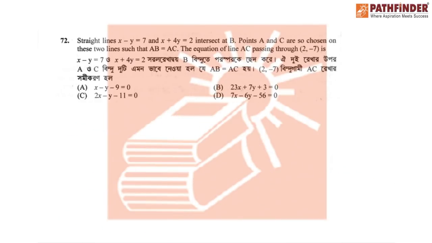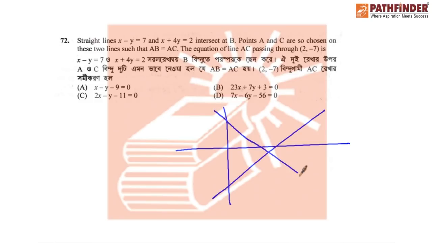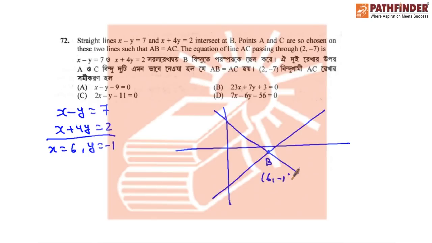So now question number 72, here it is given that straight line x minus y equal to 7 and x plus 4y equal to 2. So just try to understand the situation. There are two lines like this, another line is like this. They intersect. So one is x minus y is equal to 7, other is x plus 4y is equal to 2. If you solve them, you will get x is equal to 6, y is equal to minus 1. So this is the point intersect B, whose coordinate is 6 comma minus 1.